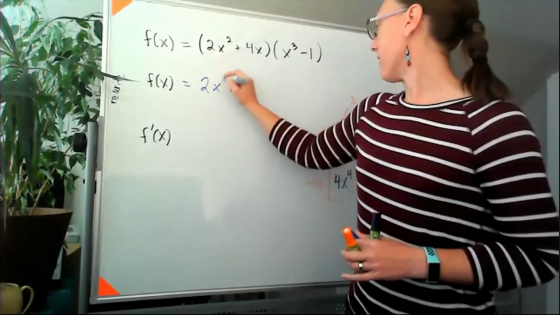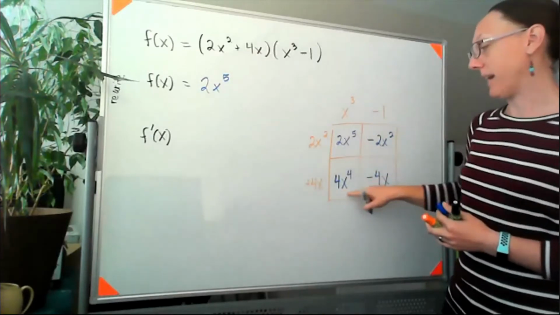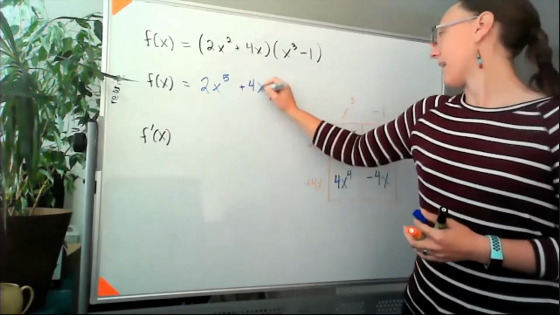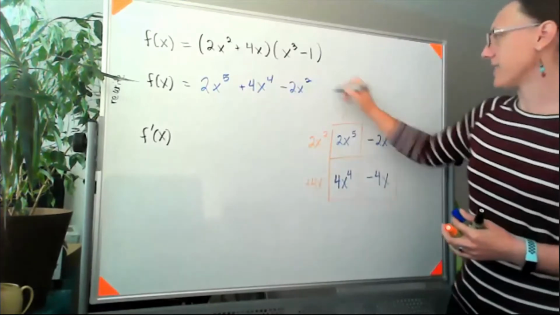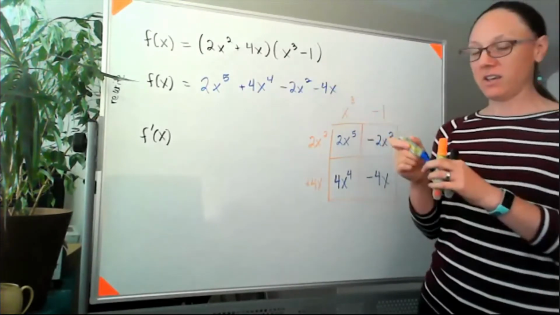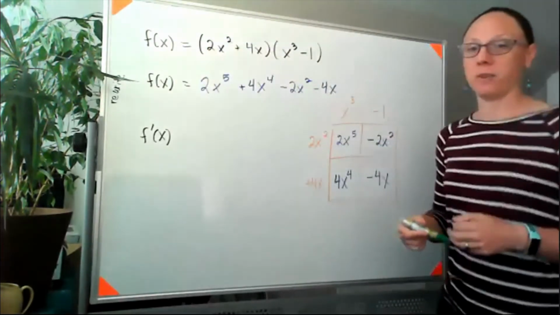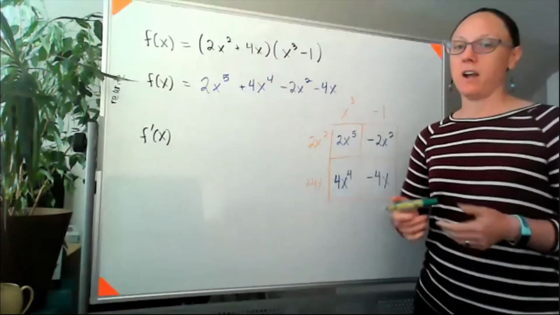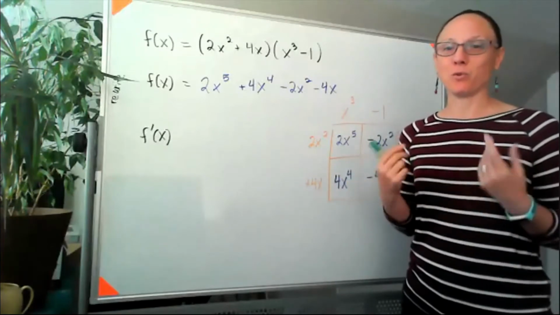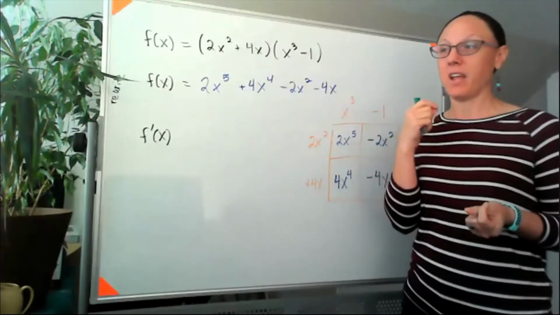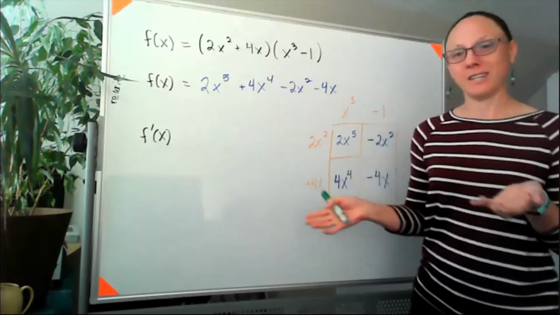So I'd have 2x to the 5th. And if I go in descending powers of x, my next would be plus 4x to the 4th, and then minus 2x squared and minus 4x. Another option for multiplying this out, the acronym that commonly gets used, is FOIL. A lot of people use FOIL as a verb, kind of like you might say Google it. We're going to FOIL it, and that just means to multiply things out.